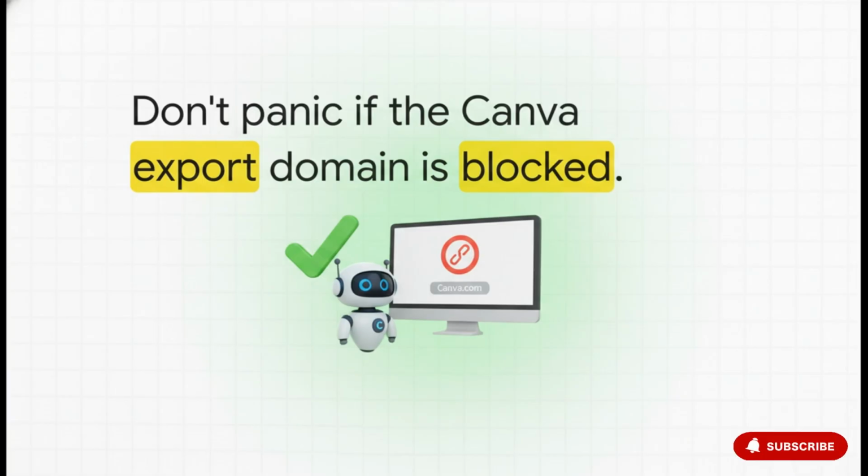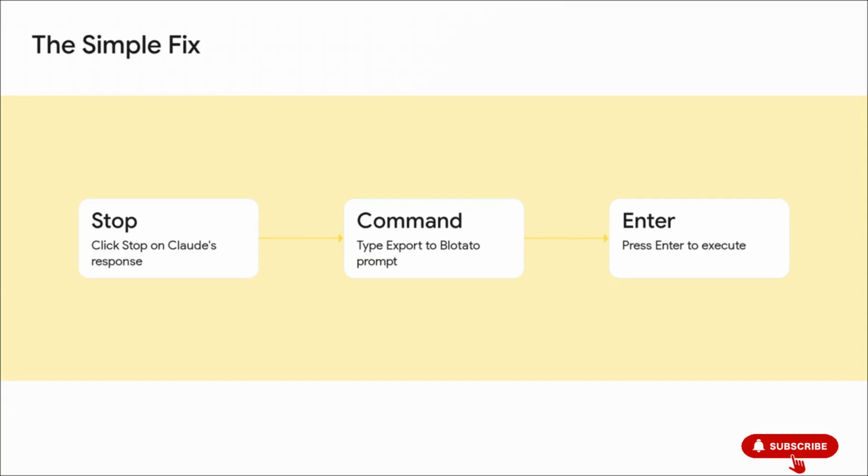When you see this, please do not panic. You didn't break the internet and your computer is completely fine. Claude just got a little confused about how to download the image. Here is the incredibly simple fix for that. First, just click the Stop button on Claude's response so it stops thinking. Then, you simply type this exact phrase, export from Canva, and pass URLs directly to Blotato, and press Enter. That's it. You're basically just giving Claude a gentle, friendly little nudge back in the right direction.